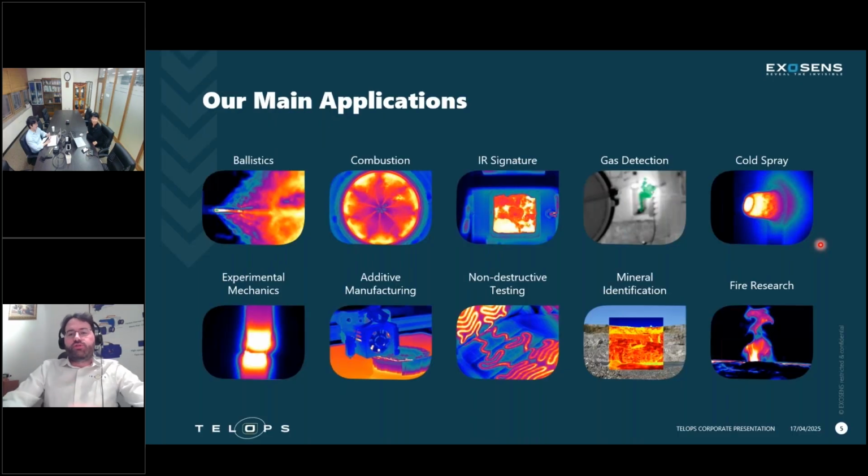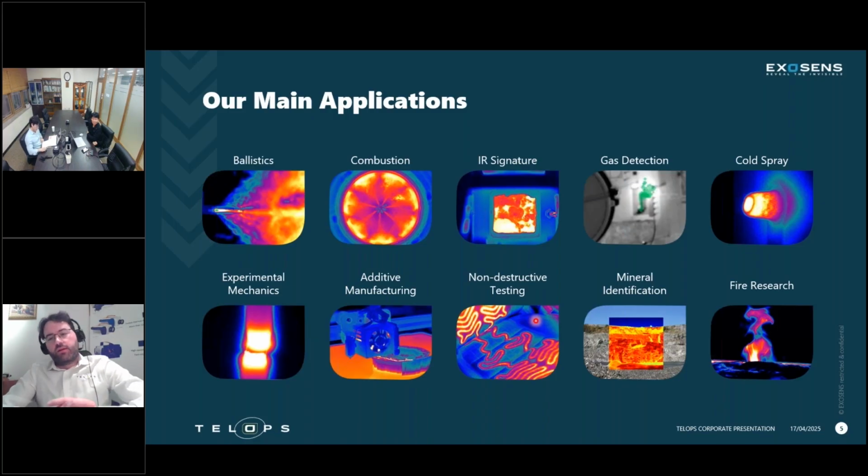So just to give a few examples of the kind of applications that we cover, you can see quite a few here. I won't go into details. We'll talk mainly about terrain inspection today. But there's ballistic combustion, IR signature, which is a broad field, just covering any kind of thermal signature that can be detected with cameras. Gas detection, more in the realm of hyperspectral imaging, sometimes multispectral imaging as well. We have cold spray and experimental mechanics, additive manufacturing.